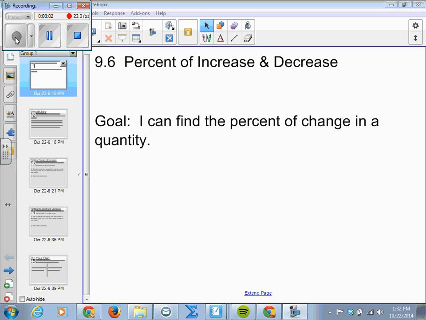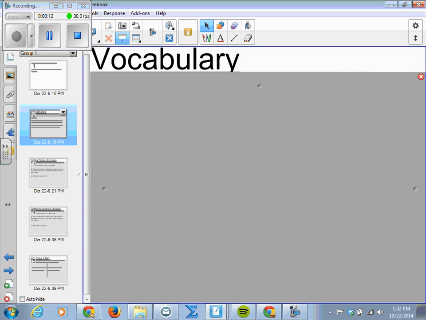Our lesson today is over the percent of increase and decrease, and we can do this by using what we learned previously, which is the percent proportion. But let's start off with some vocabulary.